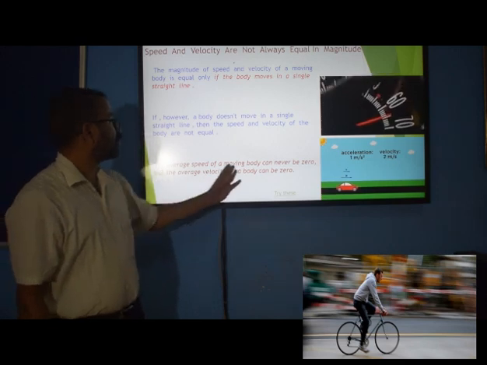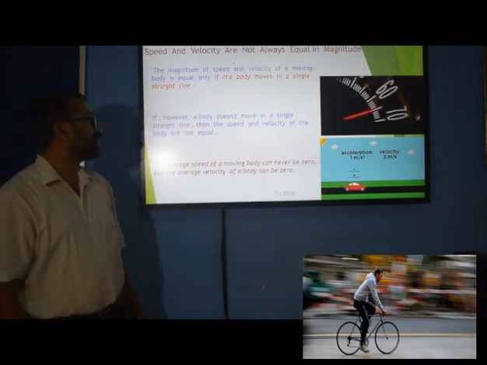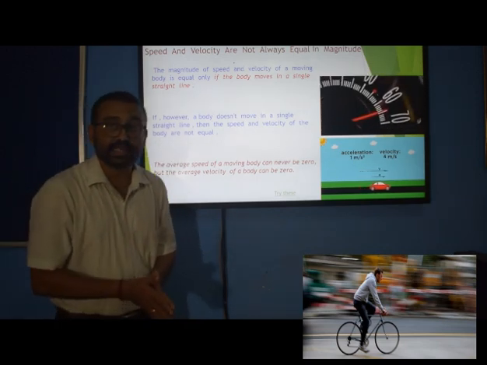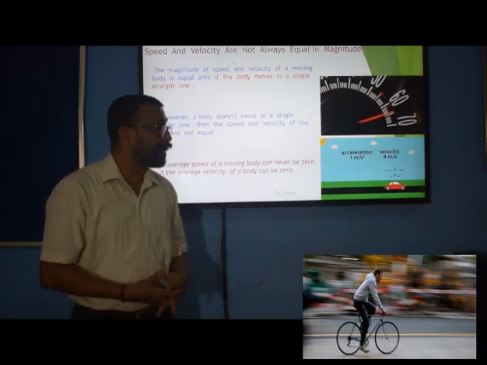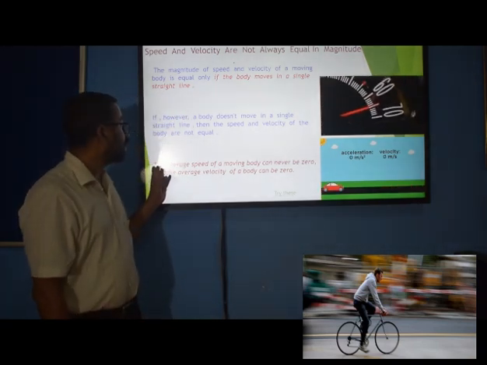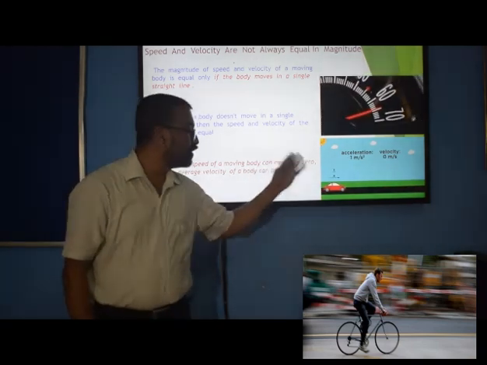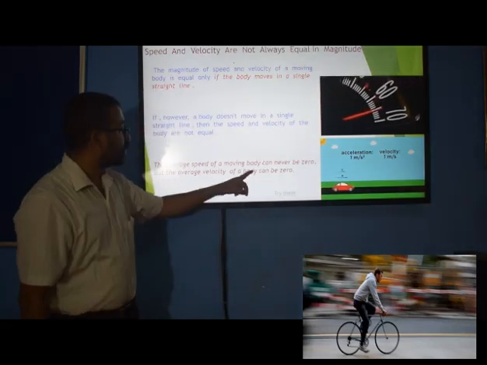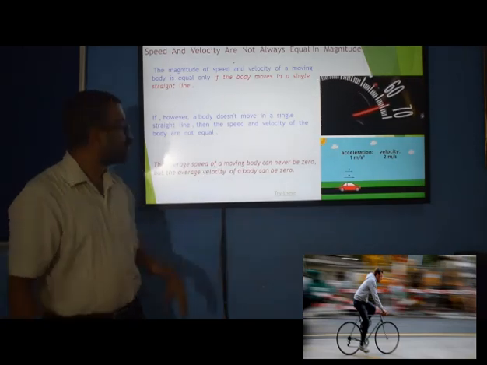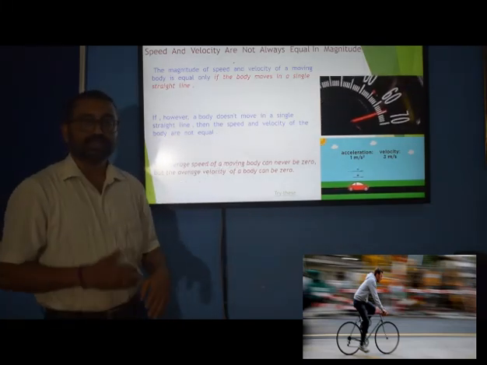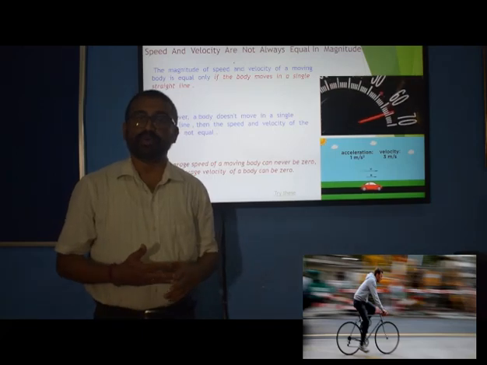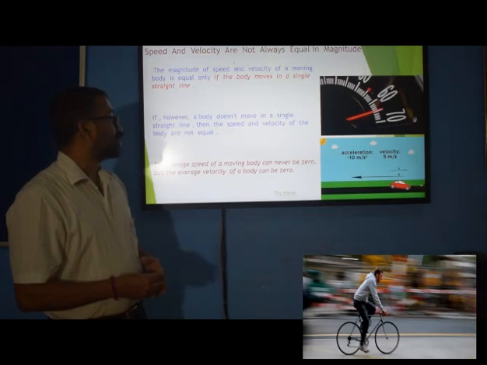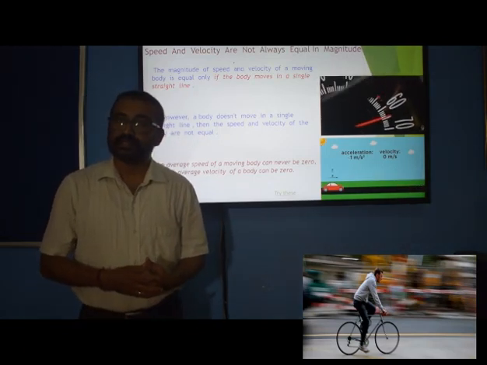The average speed of a moving car or moving body can never be 0, but the average velocity of a body can be 0. Dear learners, tell me how it can happen. See this equation. Remember this one: moving. If it is at rest, both are 0. But if it is moving, the average velocity can be 0 while the average speed is not 0. Tell me one situation like that.